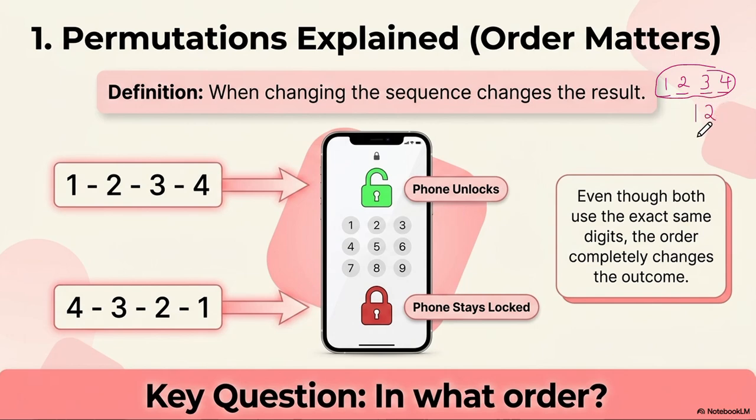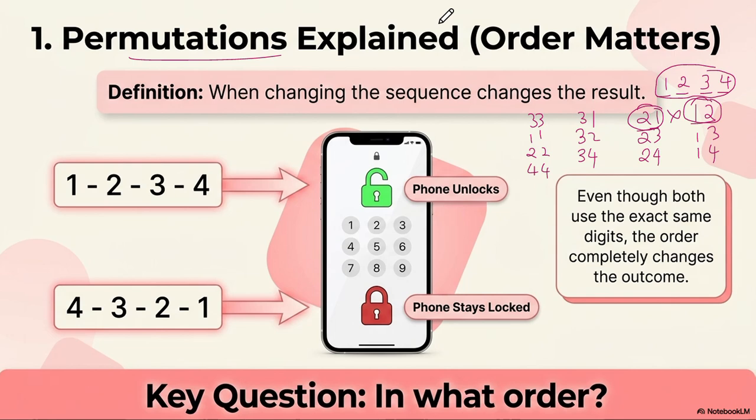So what different kinds of passwords can we make? We can make 1 2, 1 3, 1 4, 2 1, 2 3, 2 4, 3 1, 3 2, 3 4, 3 3, 1 1, 2 2, 4 4. So many passwords we can make. But what is the meaning here? Is password 1 2 and 2 1 the same? No, right? So here order matters. 1 2 and 2 1 are both different passwords. So whenever order matters, that is called permutation.